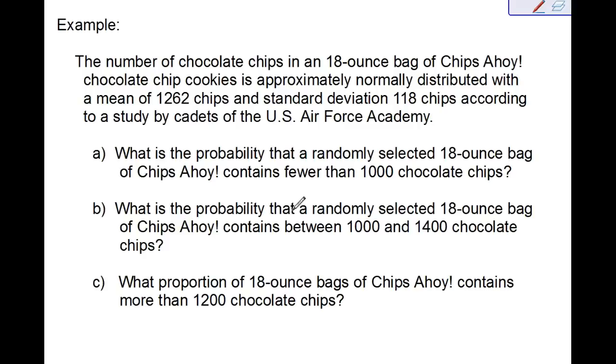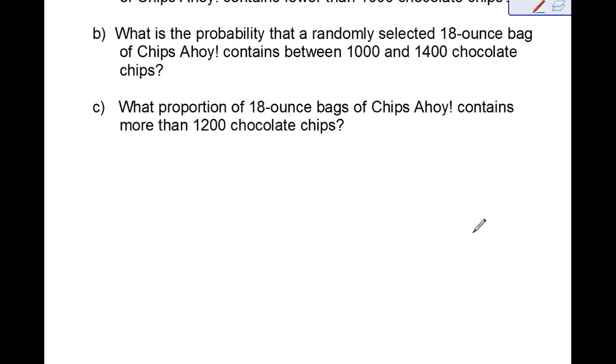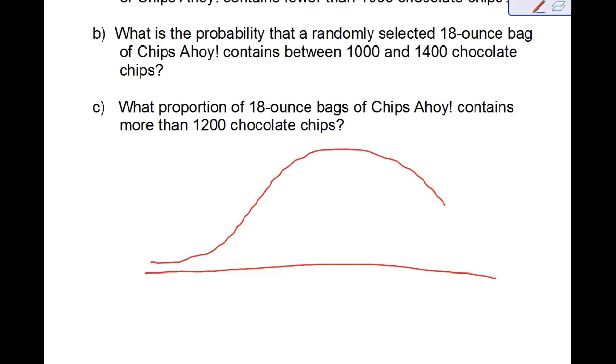Now let's look at that part B. What is the probability that a randomly selected 18-ounce bag of Chips Ahoy contains between 1,000 and 1,400 chocolate chips? So in this case, since I want a between, I'm going to have to look at finding both z-scores. Because here's our 1262. Here's my 1,000.